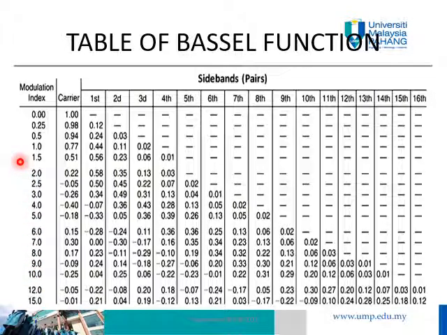When we are given problems, we calculate the modulation index, and from that we can get the number of significant sidebands from this Bessel function. This value is a relative value. If you want to get the real amplitude of the sideband, we need to multiply this value with the amplitude of the carrier signal.